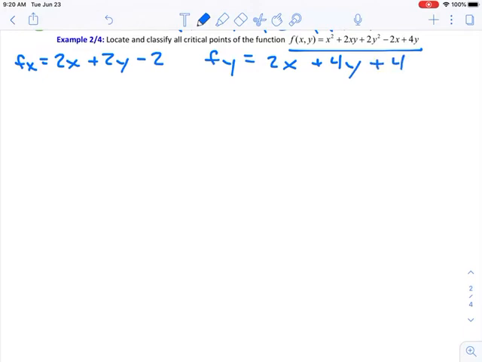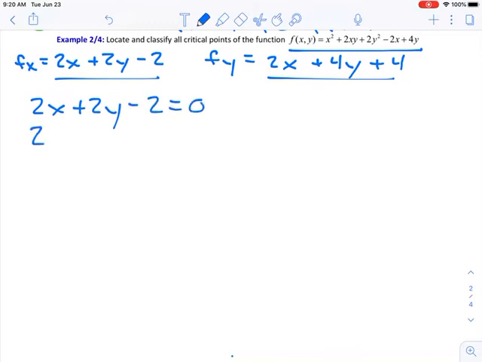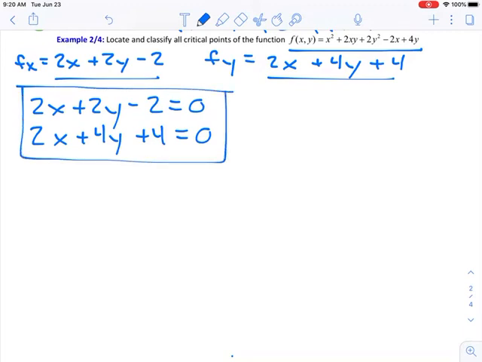I'm going to find my second derivatives a little bit later on. So I don't want to work with these right now. So what we want to do to find the critical point is set these equal to 0. So I'm going to take these two together. 2x plus 2y minus 2 equals 0. 2x plus 4y plus 4 equals 0. And what we essentially need to do is solve the system of equations. We have two equations and two variables.